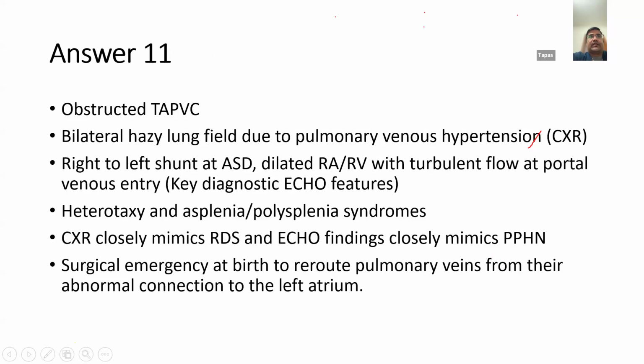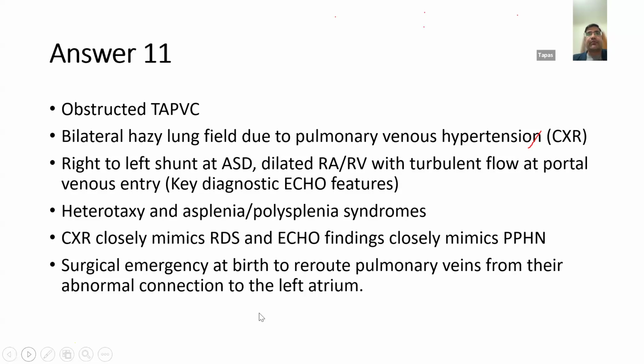And on X-ray, you can see the bilateral hazy lung fields because of pulmonary venous hypertension with either minimal or no cardiomegaly. So there's a right to left shunt at the ASD and the dilated RA-RV, classically seen in these babies with PPHN. So in babies with PPHN, you should always rule out this infracardiac TAPVC or obstructed TAPVC because it's a very close mimic of PPHN findings in echocardiography.